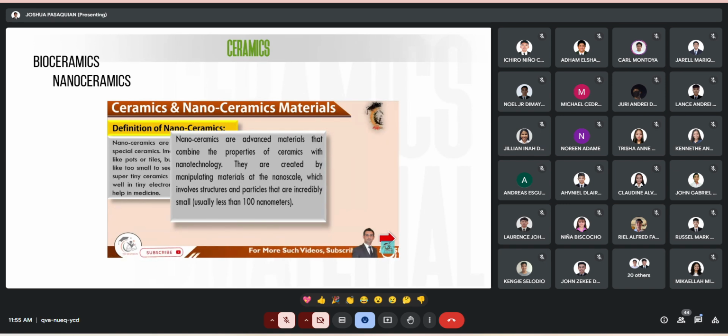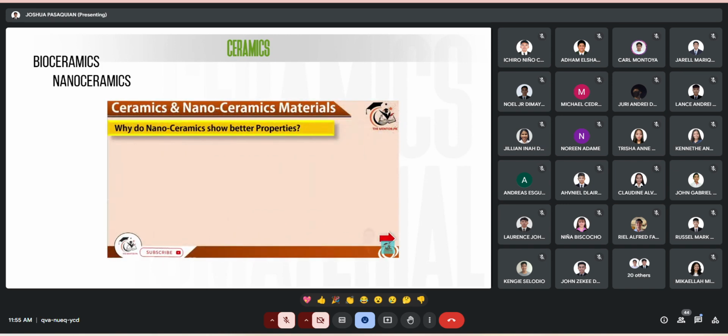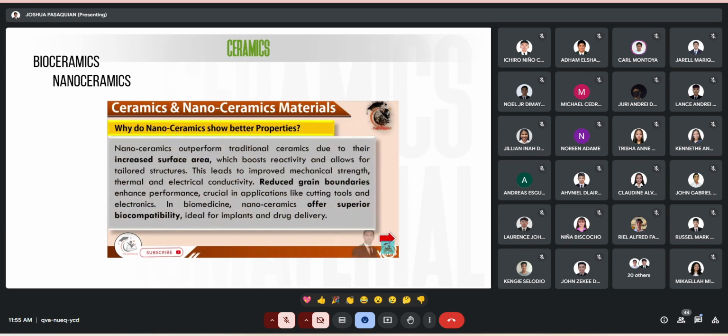So these were the definition or a brief description about nanoceramics. Now, why do nanoceramics show better properties than traditional ceramics? Nanoceramics show better performance than traditional ceramics due to their increased surface area. It is due to this property that they boost reactivity and allow for tailored structure. Like we can shape them in any structure we desire.